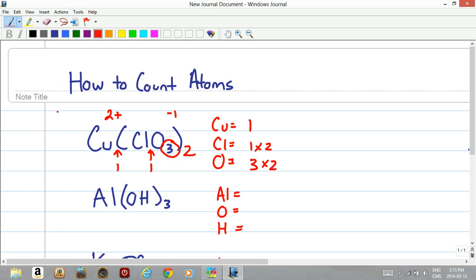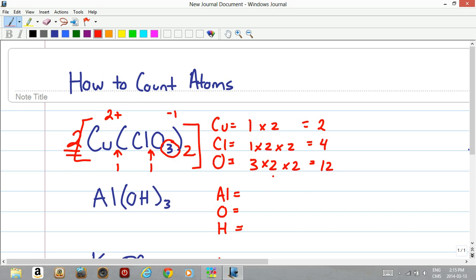The other thing you might see in an equation is a coefficient, which is a number in front. Imagine there's a number in front like 2. What does that mean? Well, 2 means that we have 2 of everything to the right of that compound. So we have to multiply everything by 2 more. That would be 2, 2, and times 2. So how many do we have then? If we have 2 molecules of copper(II) chlorate, we would have 2 copper, 4 chlorine, and 12 oxygen atoms.